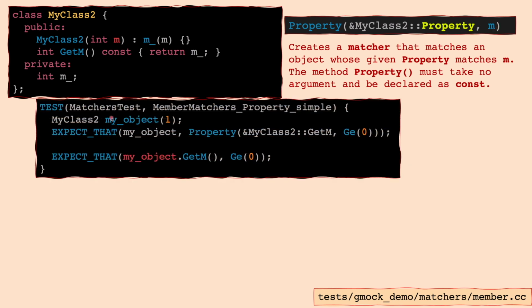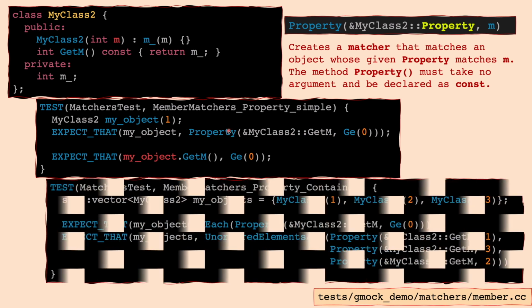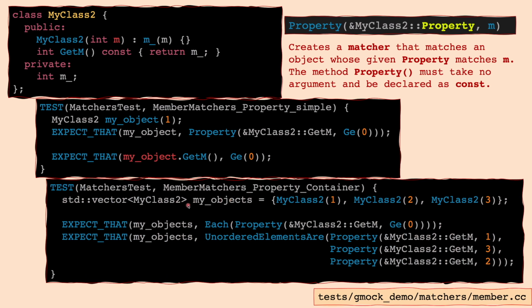Suppose I define an object of type myClass2, and I set this private member to 1. Now I can either say expect that my object getM, which returns m, is greater than or equal to 0, or I can say expect that my object, its property m, has a value greater than or equal to 0. And again, the reason that you might adopt this more complicated version is when you want to combine it with other matchers. So let's look at this example.